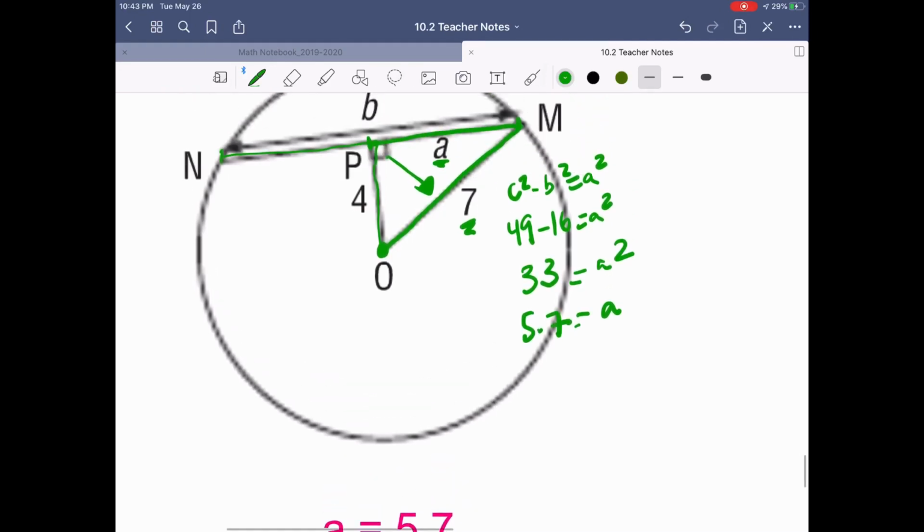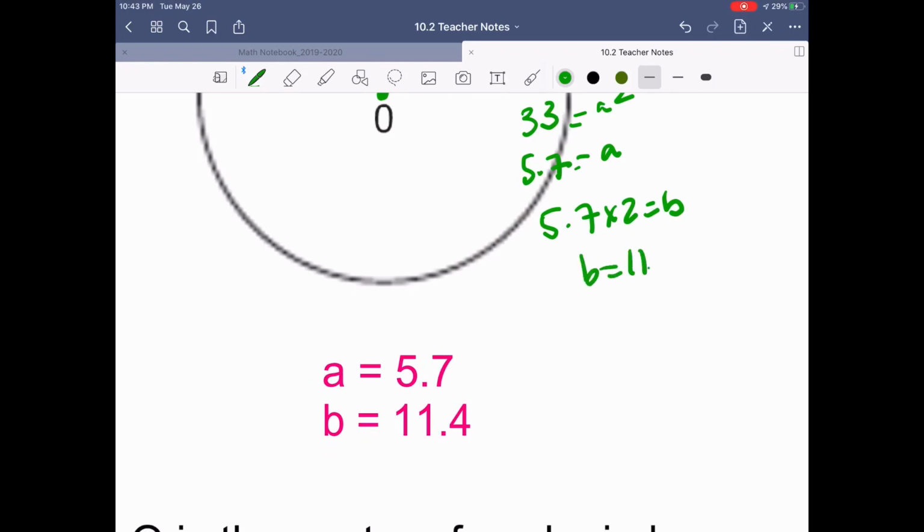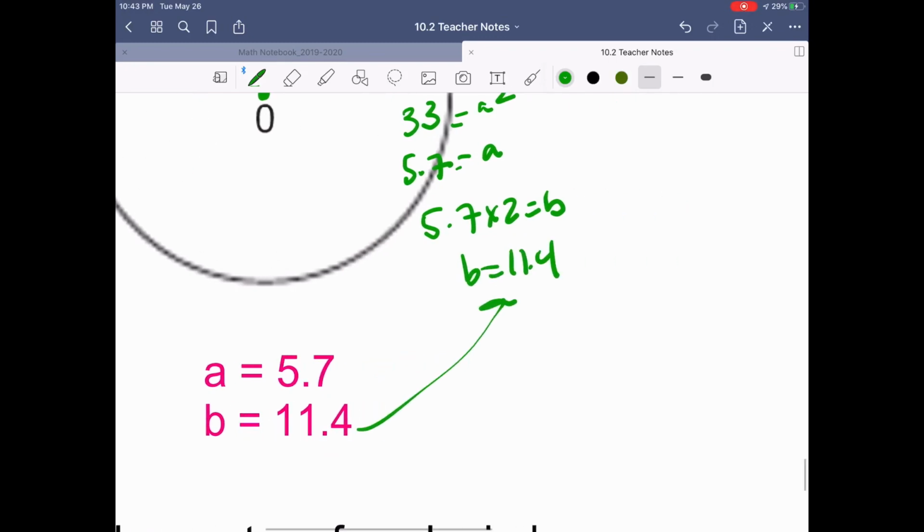And then B is the full length of the chord. So you just do 5.7 times 2 to get B. And that would be 11.4 right here. Okay.